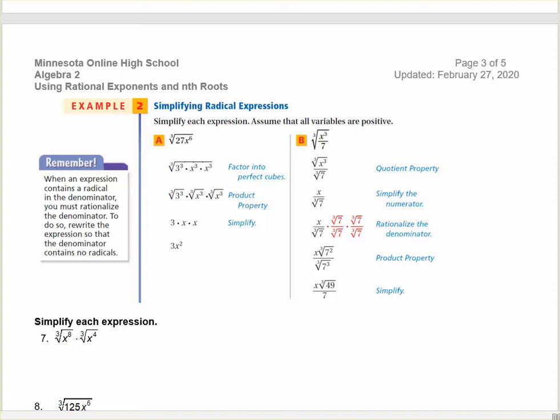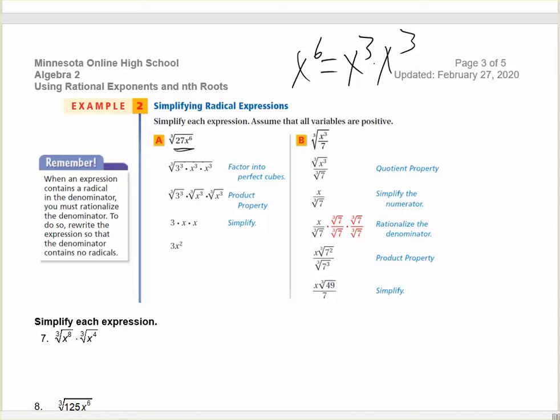So what they did first is they rewrote these in pieces. They wrote 27 as 3 cubed, and they wrote x to the 6th as x to the 3rd times x to the 3rd. Now they did this because they're taking the cubed root of all of it, so they knew that would help them simplify. Again, this is not the only way to simplify it, but this is one way that you could work on simplifying it.